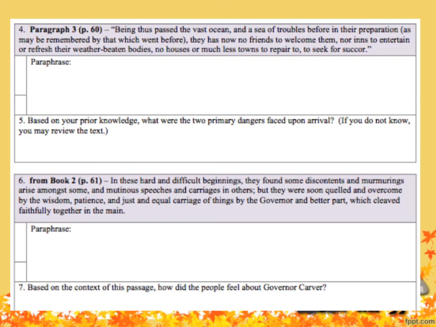So go ahead, put your paraphrase together, make it a complete sentence, and then go back and look at it. You want to make sure that you've included all of those key details. You want to make sure that you've got the who or the what, and you want to make sure that you've got the action.